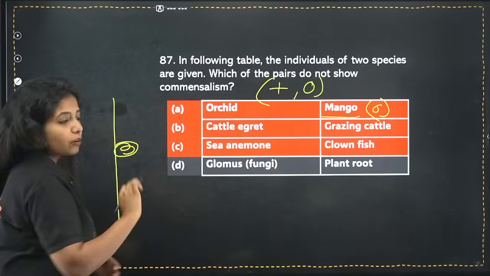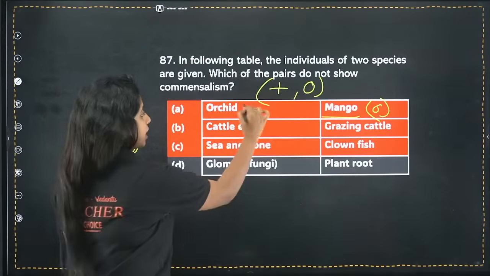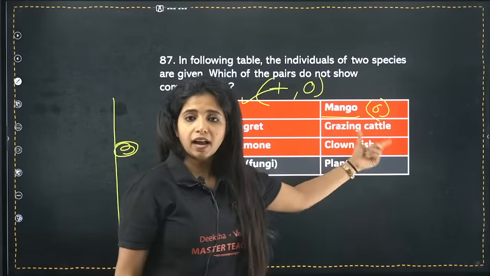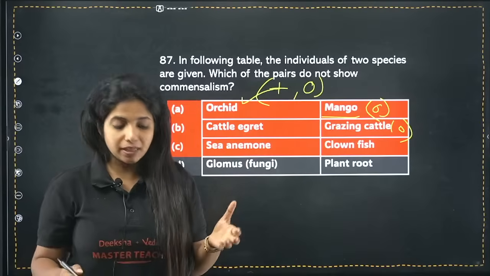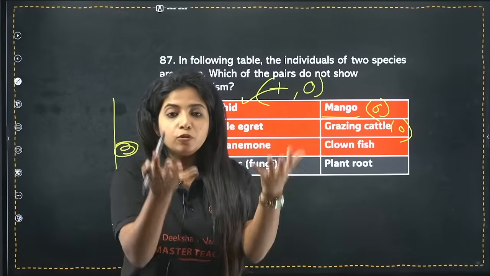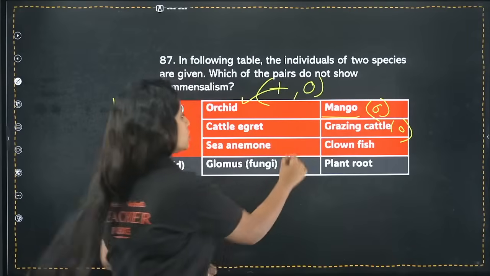It does not harm the mango tree. It just says that I need sunlight, you just allow me to be over here. So it is getting benefited. Cattle egret and grazing cattle. Again, the cattle is neither benefited nor harmed. What about the cattle egret? When the cow moves around, it makes sure that the insects go up, and the cattle egret eats them. So this guy is getting benefit.